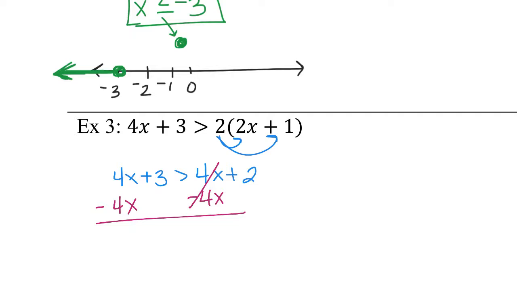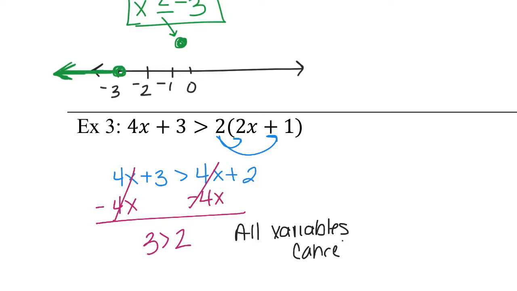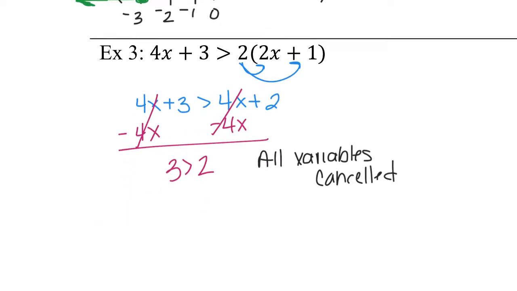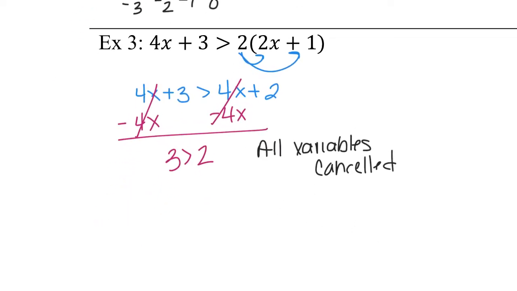And if I notice, well, 4x and 4x makes 0, so I have a 3 greater than. 4x and negative 4x also makes 0, 2. So in this case, all the variables canceled. So what we need to do then is look at what was left and decide if it's true or false.